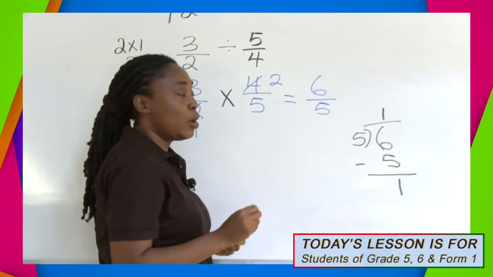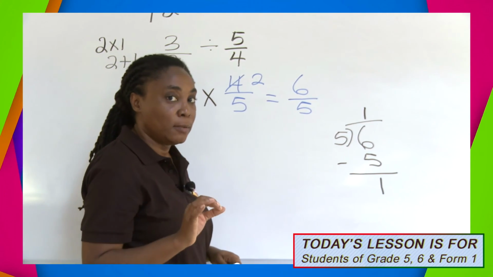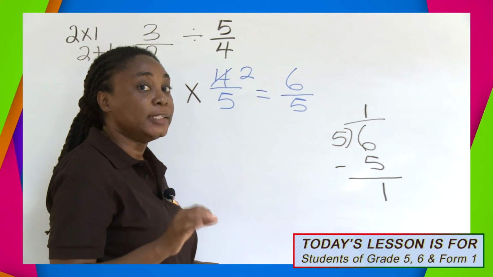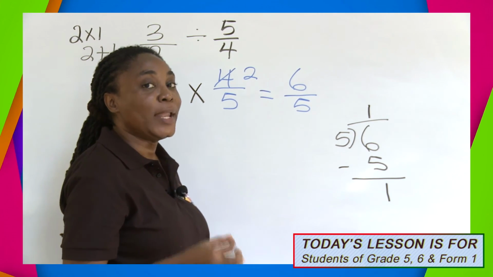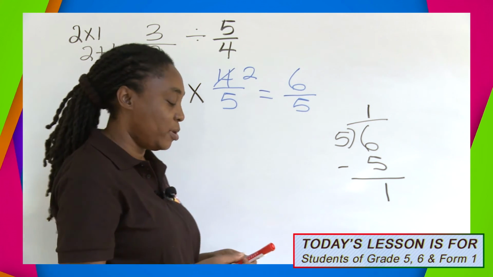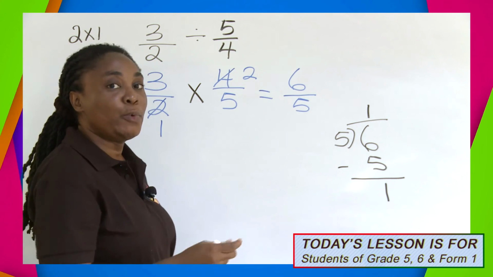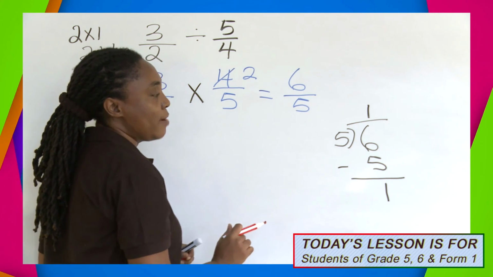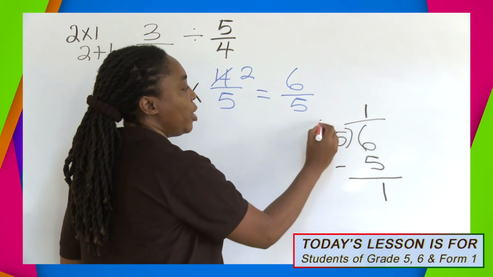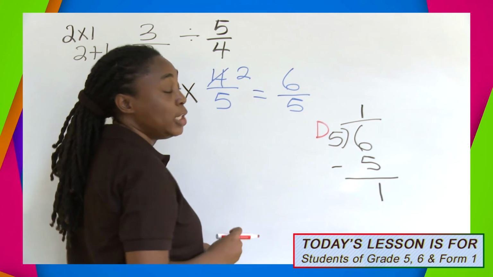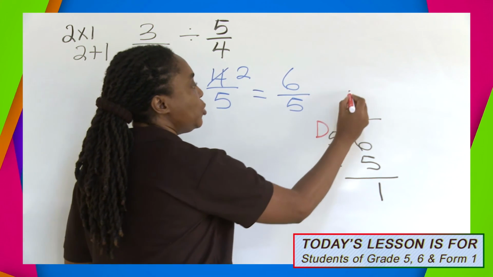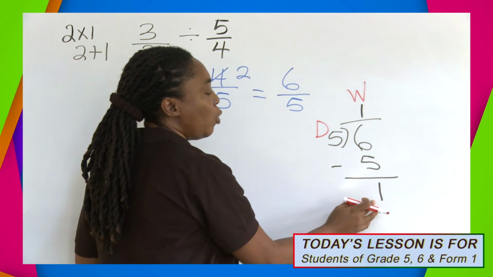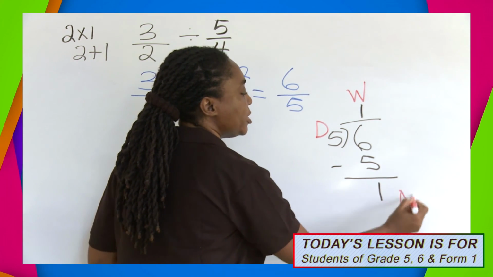When we're changing, we will end up with a mixed number. We'll have a whole number, we'll have a numerator and a denominator. In other words, we'll have a whole number and a proper fraction. So where will we get our whole number from? So let's identify what we have here. This here will be our divisor. This will give us our whole number, and our remainder will give us our numerator.